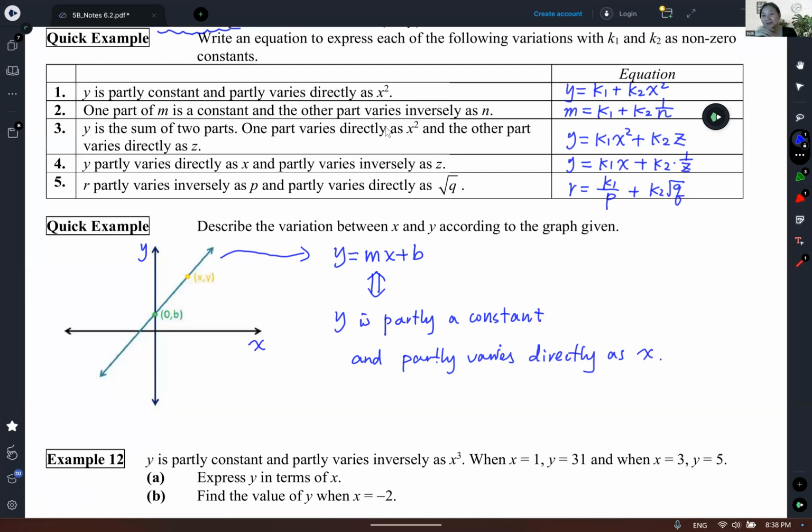It's not very common to say that because it's easy to just write out the equation, but there are times you can see this kind of description in some textbooks and even in some other literature that you read, not necessarily from math. When you hear that y, or any other variable, maybe a, is partly a constant, partly varies as something else, they're basically describing a linear relation. I hope that's clear.